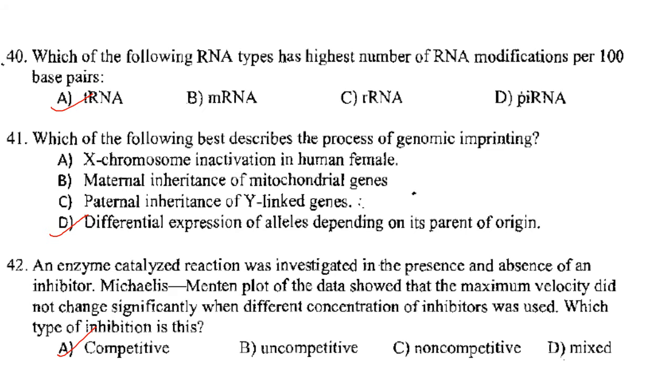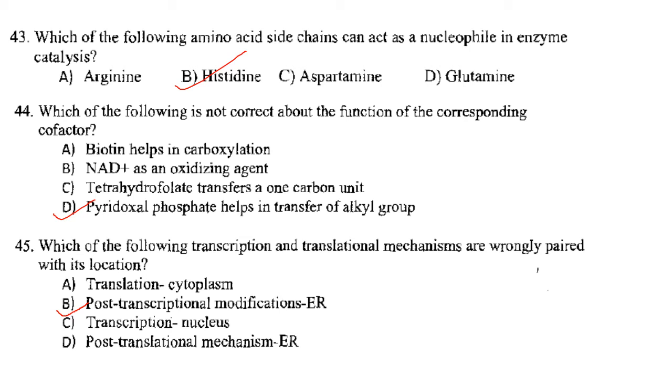Then an enzyme-catalyzed reaction was investigated in the presence and absence of an inhibitor. Michaelis-Menten plot of the data showed that maximum velocity did not change significantly when different concentrations of inhibitor were used. Which type of inhibition is this? So for a competitive inhibitor, Vmax remains the same as that of the normal enzyme, but the Km changes. So it is a type of competitive inhibition. Answer is option A. Then which of the following amino acid side chains can act as a nucleophile in enzyme catalysis? So it is histidine amino acid. Answer is option B.